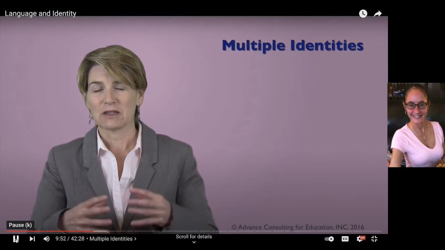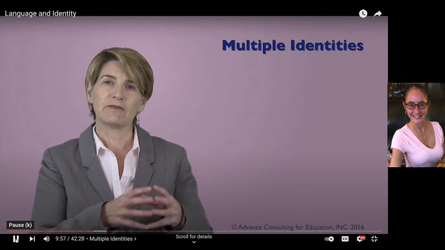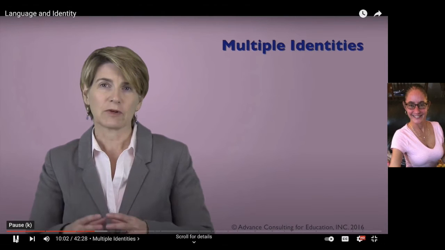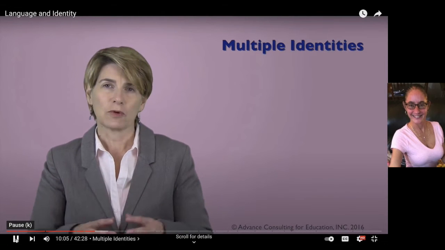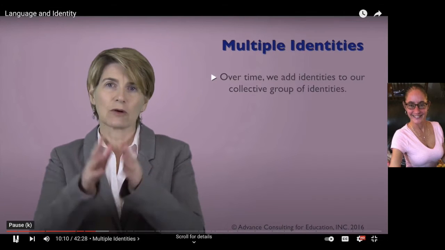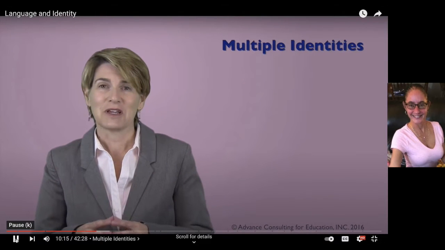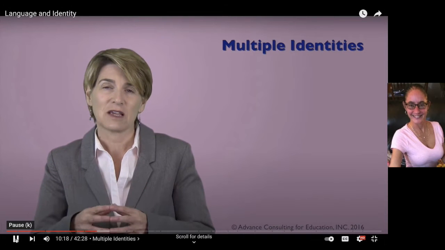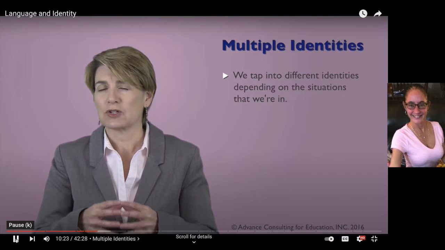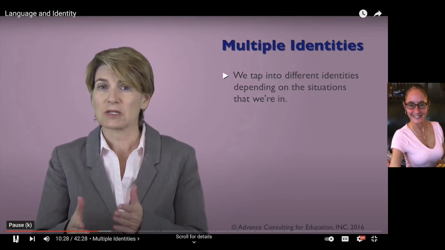Part of having multiple identities is also having our identities change over time. So as time goes on and we have different experiences, for example, as we live in different cultural groups, or we have different occupations, or we go through other life changes, such as getting married and having kids, we add identities to our overall collective group of multiple identities. Central to the idea of multiple identities is the idea that we tap into different identities depending on the situations that we're in. So identity really is very situation dependent. I can't stress that enough.